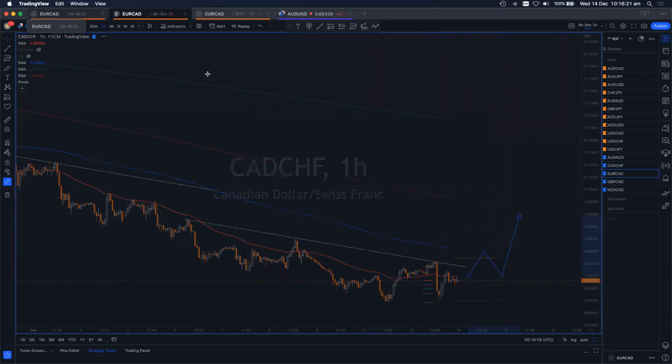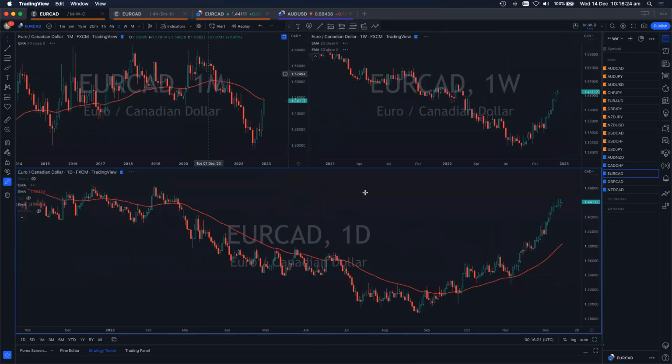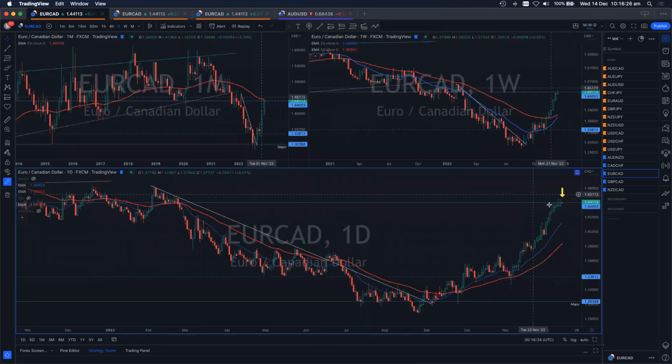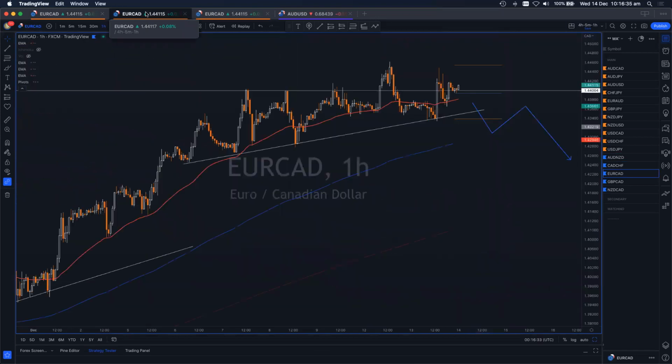Euro CAD. Okay, still on this level. It hasn't quite started dropping yet, but it's still there. It's been there for 5 days, pretty much a week, just sitting there going sideways.